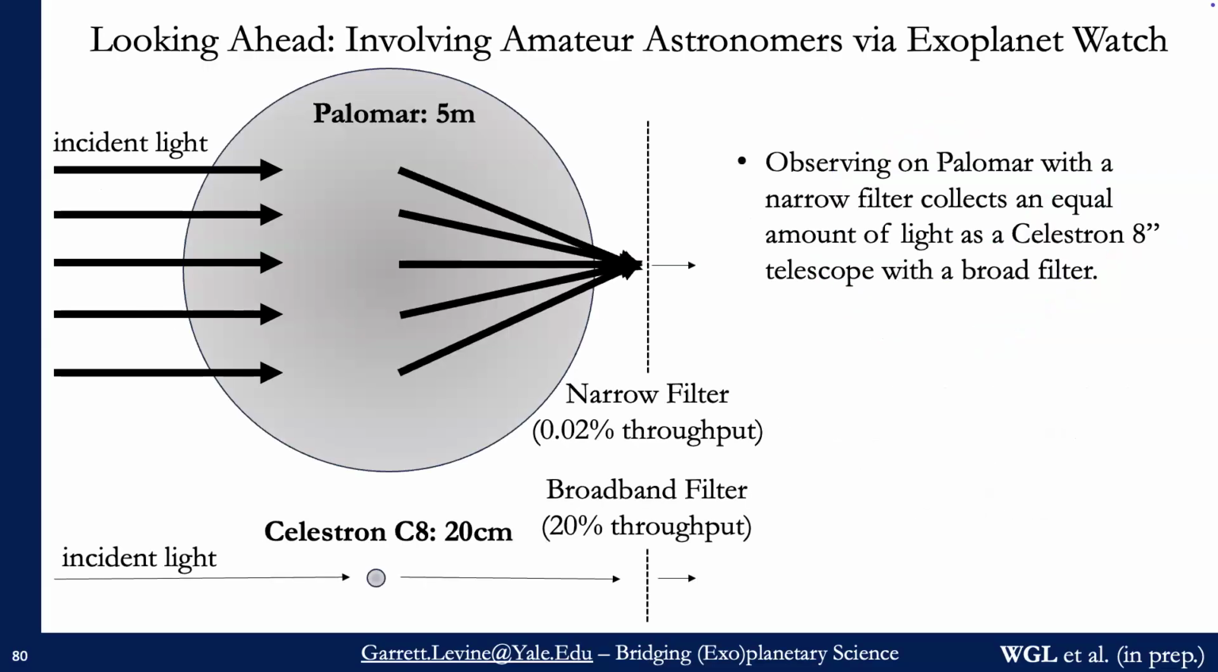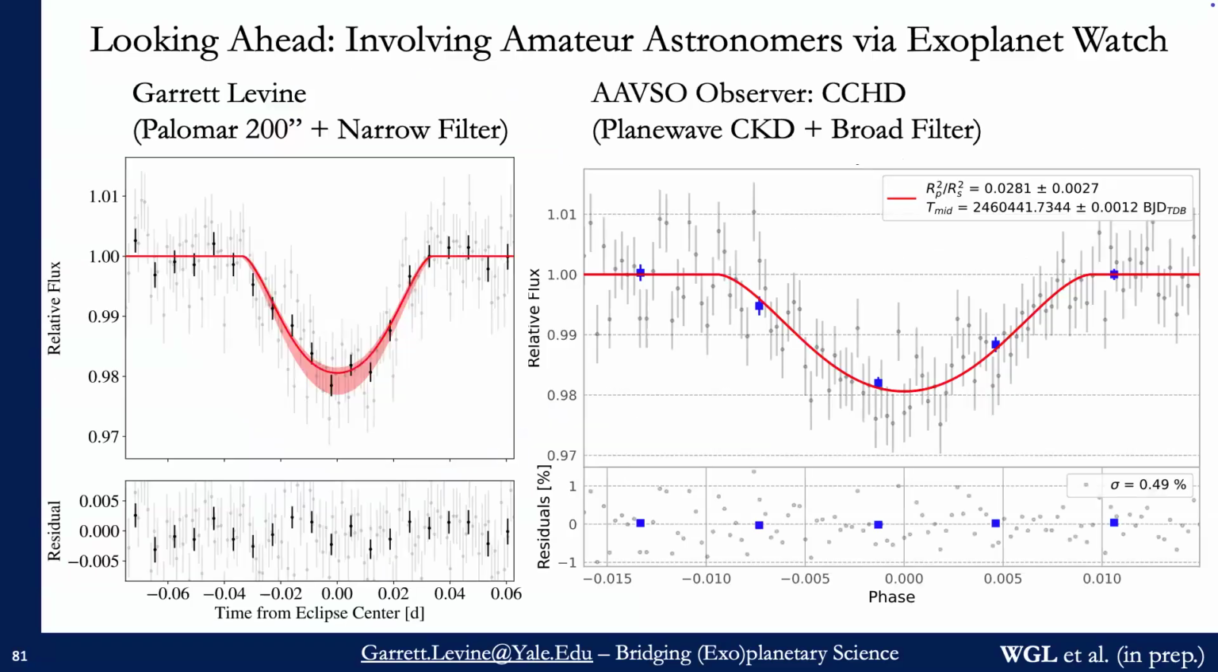And the key insight is that because I'm using a narrow filter, the exoplanet watchers are actually collecting almost exactly the same number of photons as I do. I let through about 0.02% of the light that's hitting the telescope, whereas they're letting through about 20% in a normal broadband filter. And so that leads to light curves for me with Palomar that have about the same sized error bars as the exoplanet watchers do. And so this lets us actually use their data in a very relevant manner to the atmospheric studies that I'm doing with Palomar.